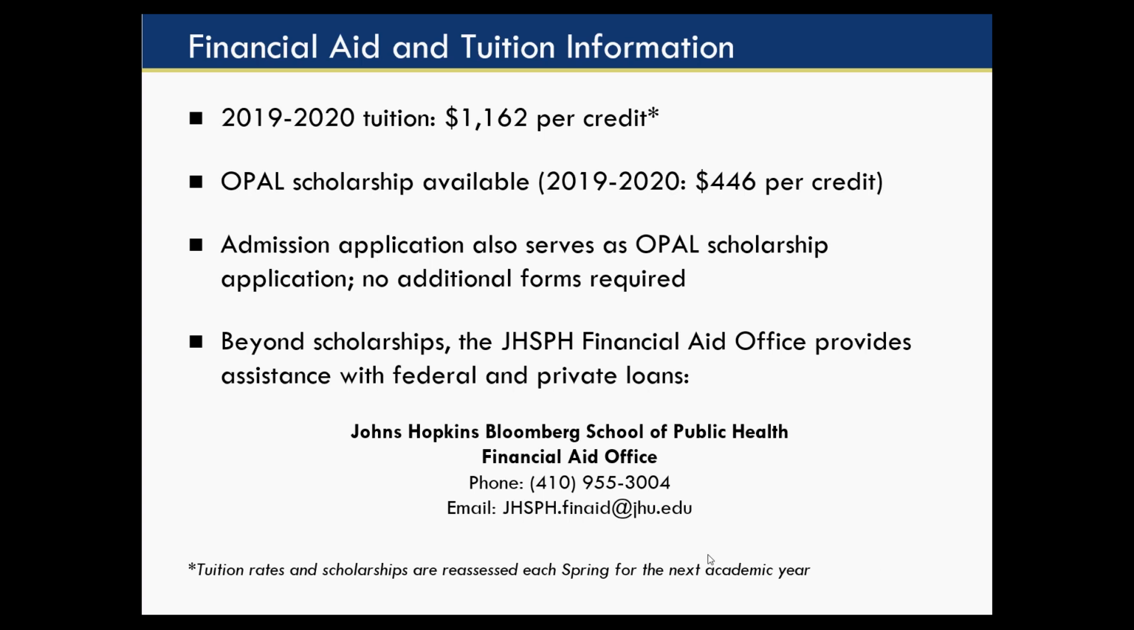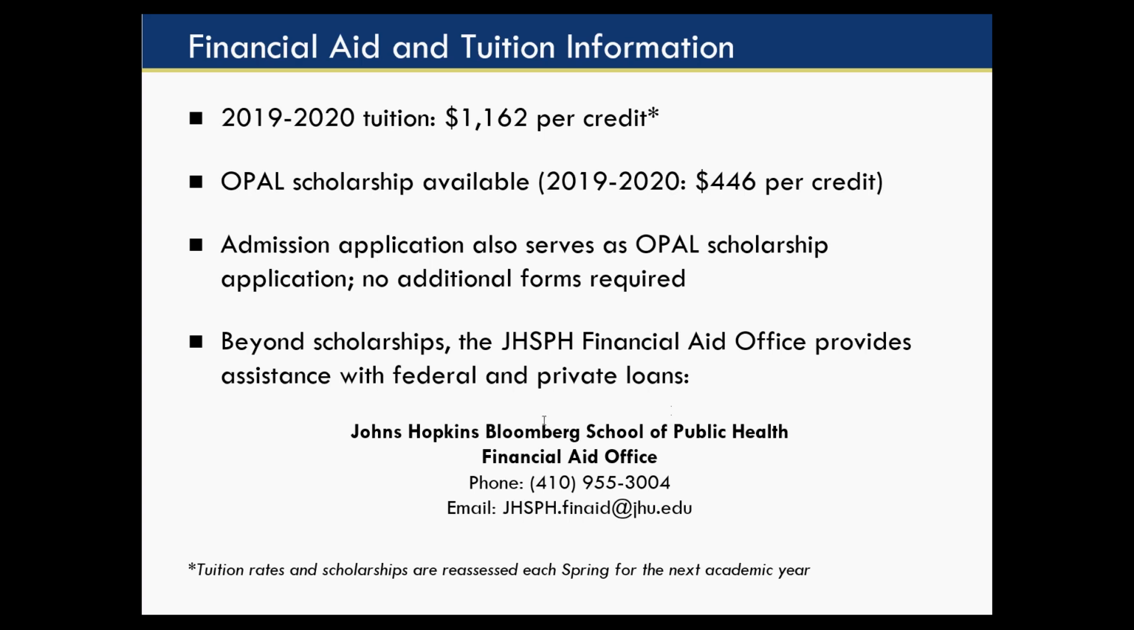For the 2019-2020 school year, the tuition is $1,162 per credit. We do offer an OPAL scholarship, which is a partial scholarship specific to these programs that covers $446 per credit, which leaves students responsible for the remaining $716 per credit. If you're admitted into the program, you're automatically awarded the OPAL scholarship. There is nothing additional that you need to do to receive it. So if you're planning financially, you want to plan for the $716 per credit at the current tuition rate.